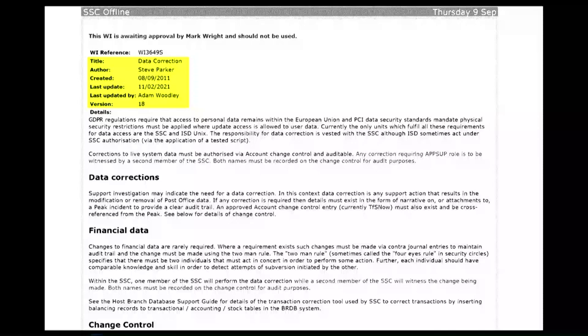You see at the top it says that this work instruction is waiting for approval by Mark Wright and shouldn't be used. Why was it still in February 2021 waiting approval by Mark Wright and shouldn't be used? I don't know. If you just read through it to yourself, just to refamiliarise yourself with it.